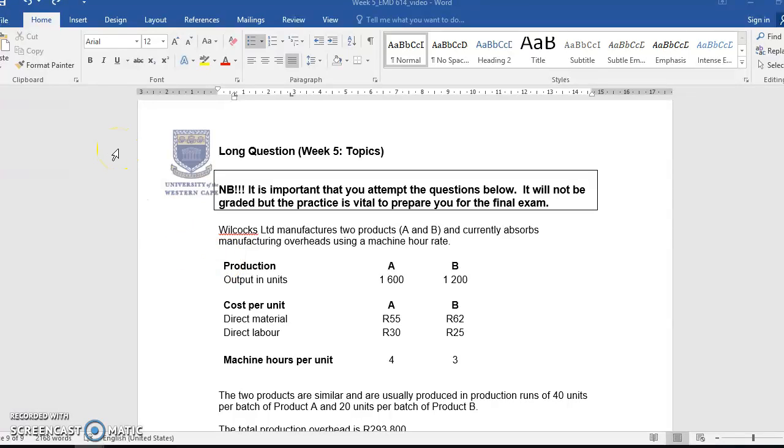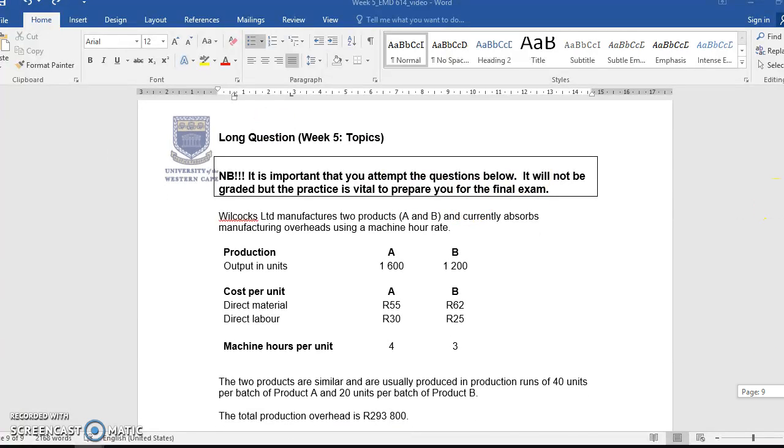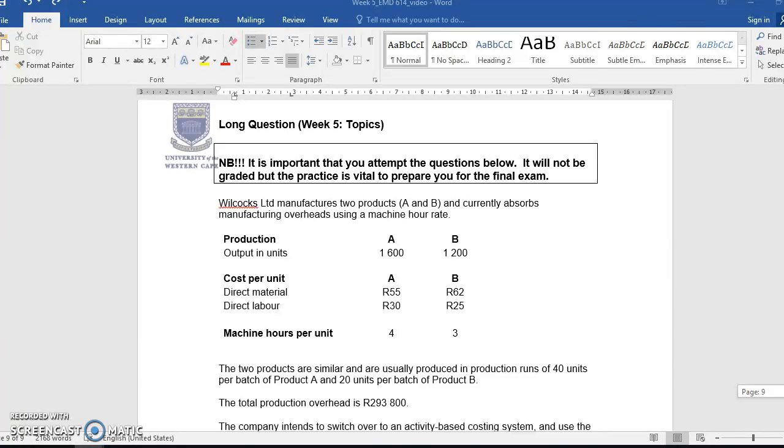Again, as always, attempting the long questions is vitally important, even though we don't grade it every week. If you're practicing the long question every week, you're on track to be ready for the final exam. By the time we get to the final exam, you've effectively 90% studied. I just want to encourage you to please do the long questions every week, and then the week after, check out the recap video of the long question.